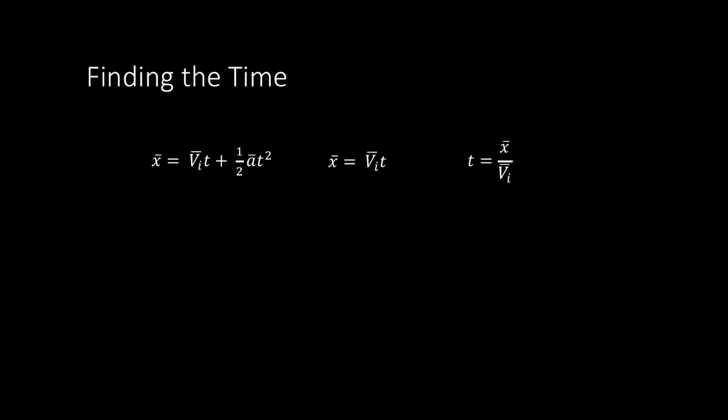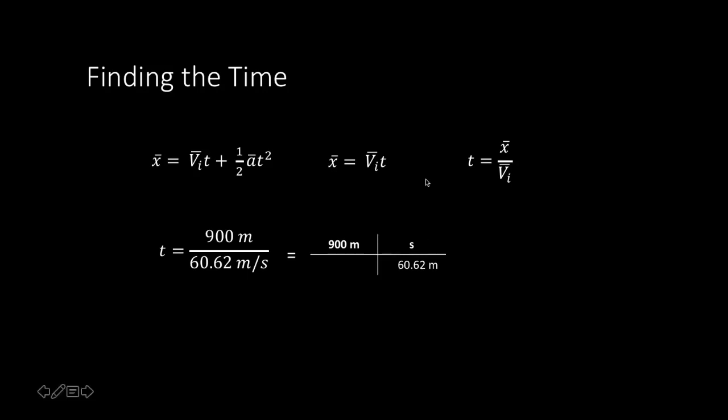So we can rearrange this displacement formula to solve for t, which ends up being time equals the displacement over the initial velocity. So substituting in the values for the displacement and the initial velocity, we get time equals 900 meters over 60.62 meters per second. And doing some unit analysis, we can eliminate the meters. They cancel out, which leaves seconds, or 14.85 seconds.